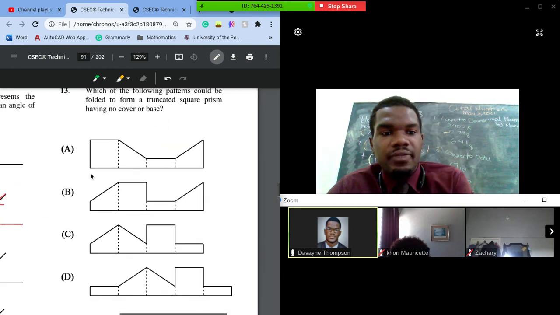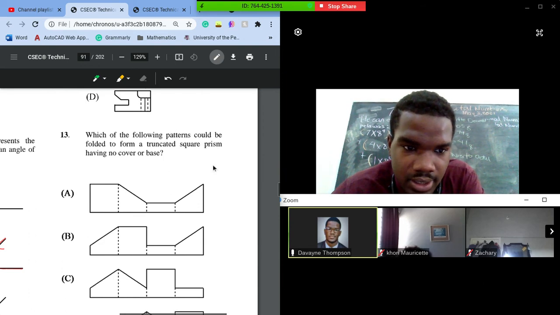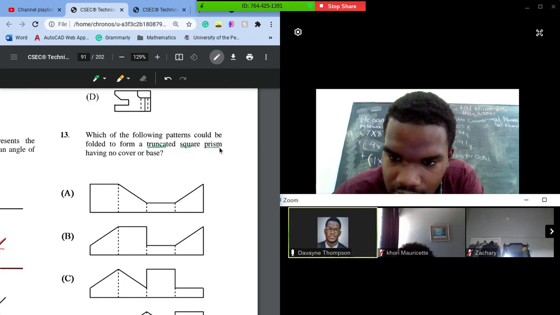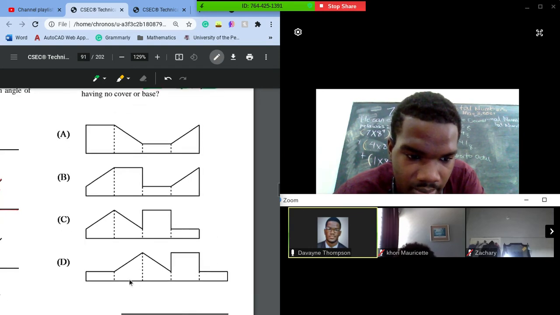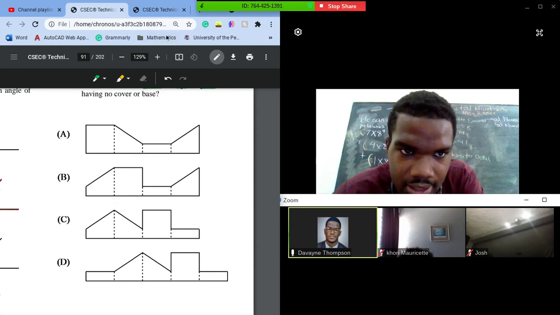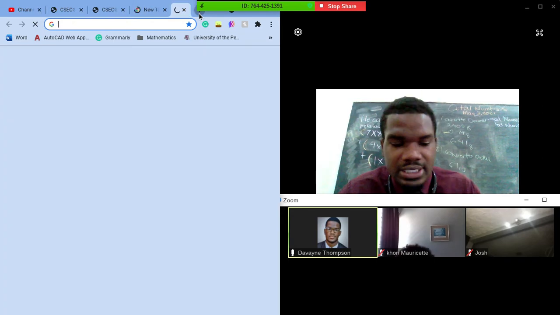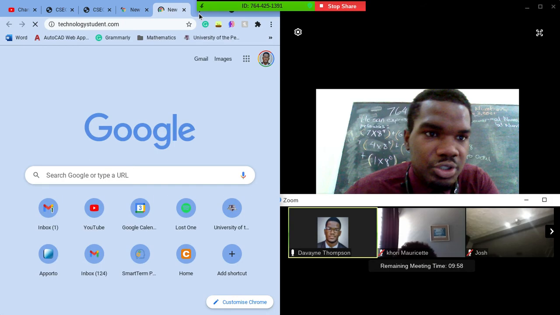Alright, now we looked at development of shapes back in December. And we said this pattern forms a truncated square prism. And I said truncated would just mean cut prism. So it's a bit difficult to visualize, but let's try to get the part assembled. This flap right here, you would fold it and let it stand up. So I'm going to use the site I gave you last class, technologystudent.com, to show you a visualization of it.